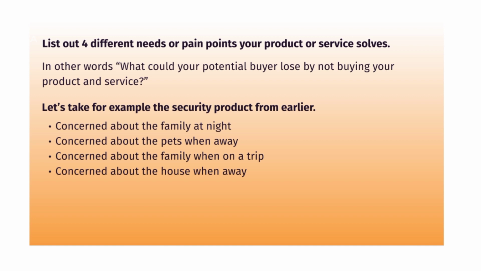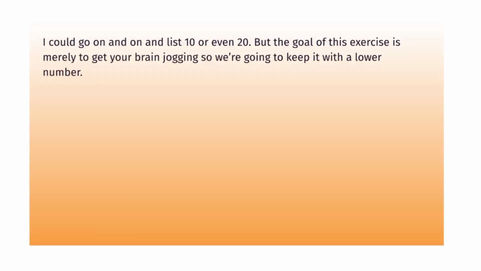Now, some people won't have pets, some people won't have children. So that's why we try to cover as much as possible. Now, bear in mind that these 4 are merely scratching the surface. I could go on and list 10 or even 20 if we wanted to. And I advise you, if you can list more, then great. But the goal of this exercise is to merely get your brain jogging, so we're going to keep it with a lower number. But if you can do more, great, do more.